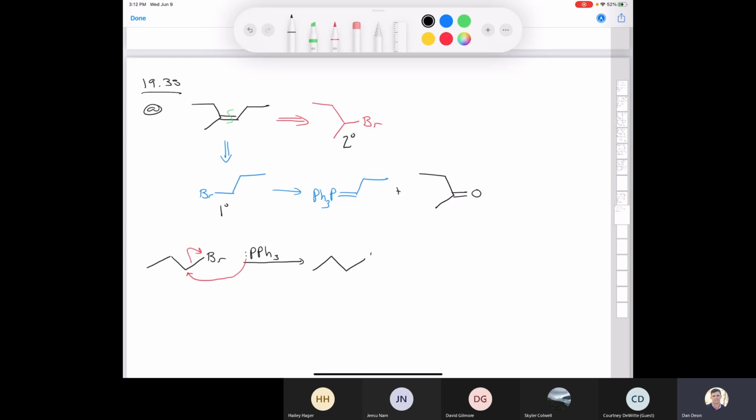So we've got our 3 carbons now. We've got a phosphorus. Phosphorus is in group 5A. It's got 4 bonds, no lone pairs. It's going to have a +1 charge. You've also got the bromide. That's why it's called a salt.